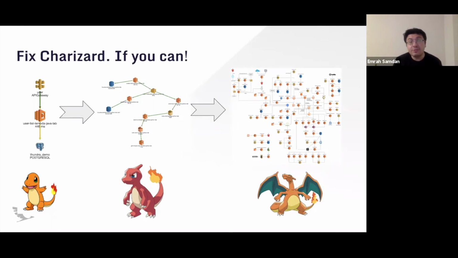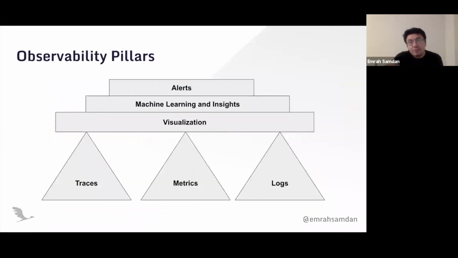It's also very hard to understand what the impact is on the rest of your system and on your customers. That's why observability is highly crucial for this. So let's talk about the pillars now.